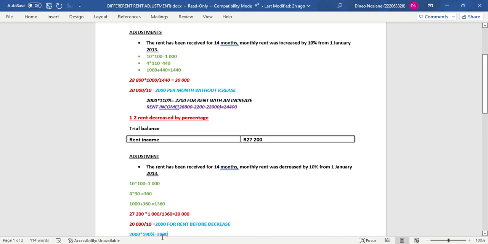Okay, this 3,800. No, it's 3,800. I think there is a problem here. I think there's a problem. Let's say multiply by 90%. Okay, it's 2,000 multiplied by 90%. It's 1,800. Okay, equal to 1,800.